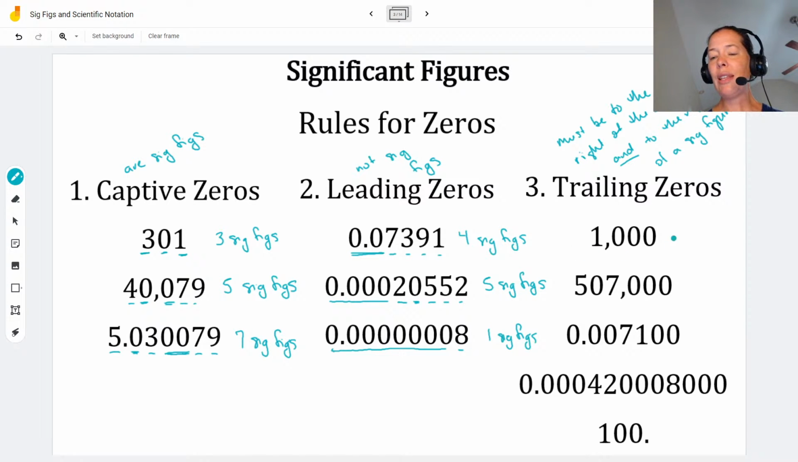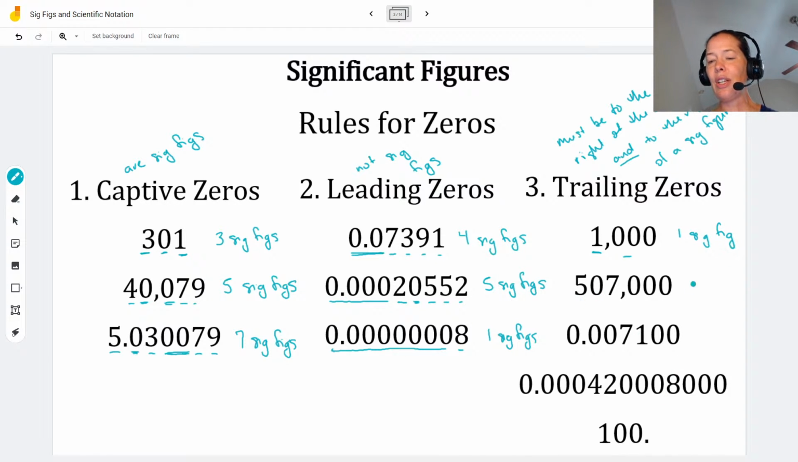So take this example right here, 1,000. Whoops, I didn't mean to make that mark. These are trailing zeros. They're coming after our significant digit, so they have fulfilled one of the conditions, but they are not to the right of the decimal. So these trailing zeros are not significant. Only this one is significant. So 1,000 written like this has one sig fig.